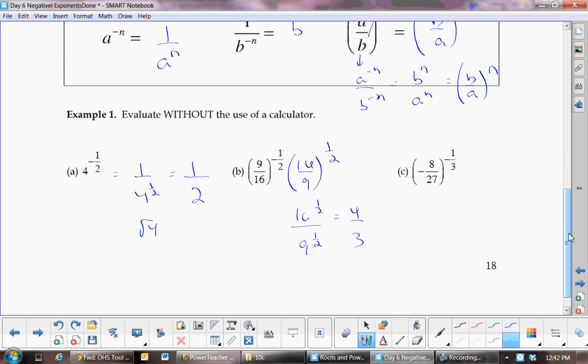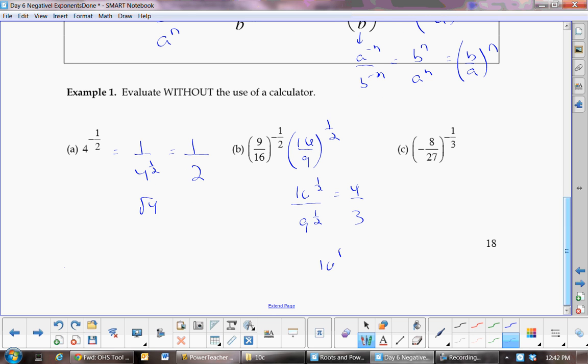Oh, if it was like this, but it's not. It's just talking to the 4. Where the question that we have, it's talking to all of it. This is all in brackets. If it was like this, it's only talking to the 16. The brackets are a huge deal.